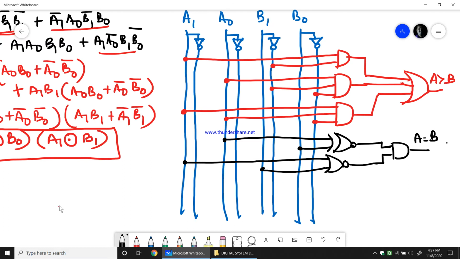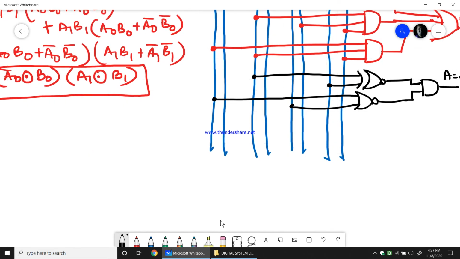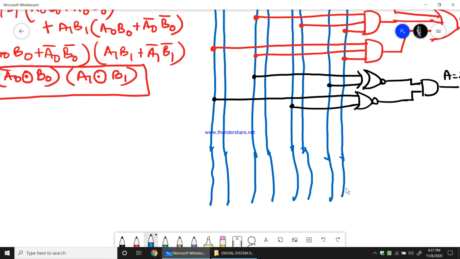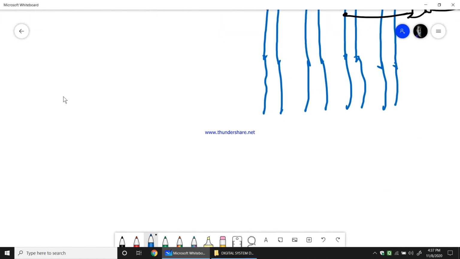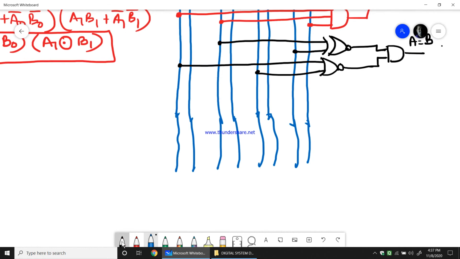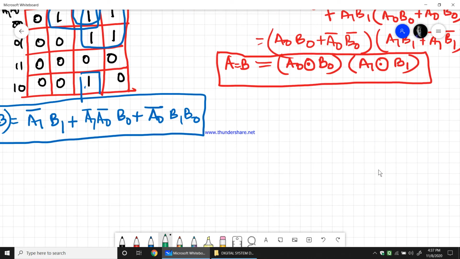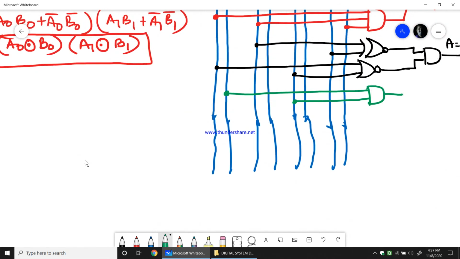Then we have A less than B as the final diagram. So A less than B is A1 bar B1. So A1 bar B1. This is A1 bar B1 and gate. Then A1 bar A0 bar B0.